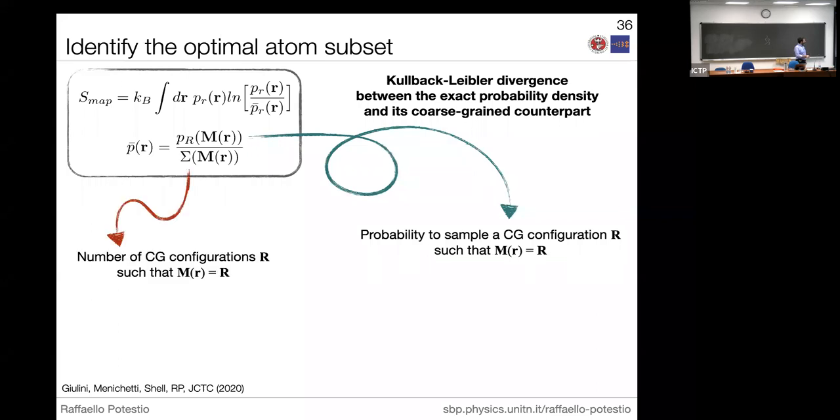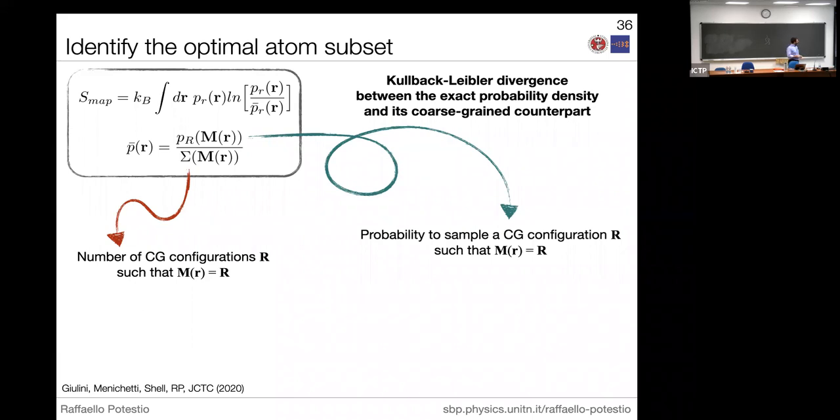This quantity here normalizes with respect to how many configurations you have at the coarse grain level, that at the all atom level map onto that particular coarse grain configuration. So in a sense, what you're doing here is to flatten the probability distribution at the high resolution level, assigning to all atom configurations that map onto the same coarse grain configuration the average probability among them.